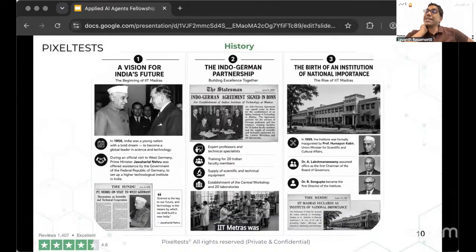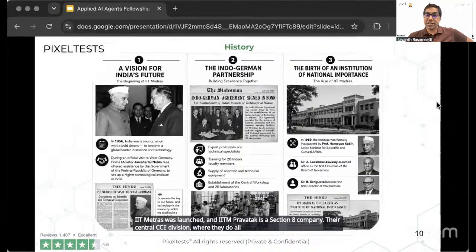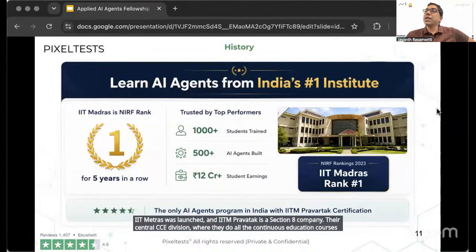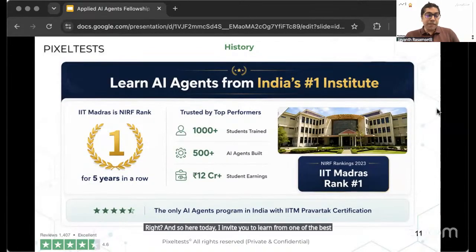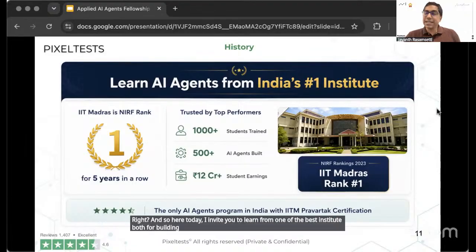IITM Pravartak is a Section 8 company, their central CCE division, where they do all the continuous education courses, right? And so here today, I invite you to learn from one of the best institutes, both for building your small communities, digital coaching, and launching as a pixel test coach, and learning AI agents and AI from India's #1 institute right now.